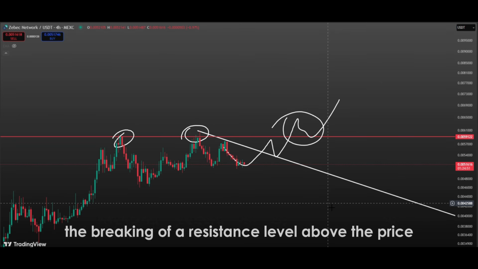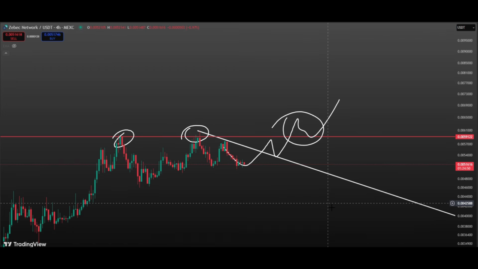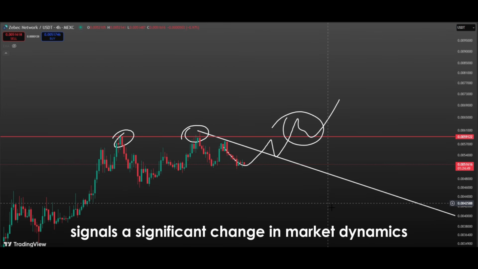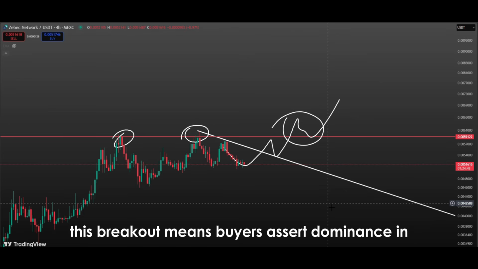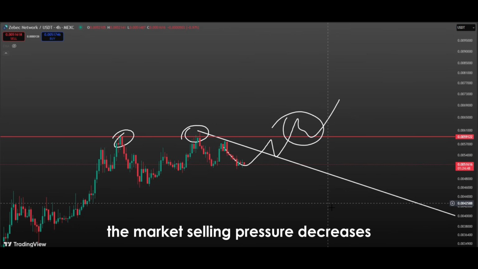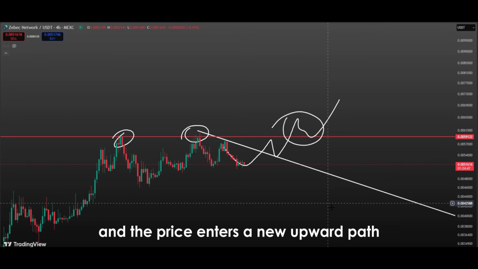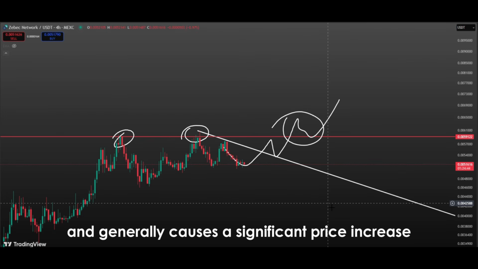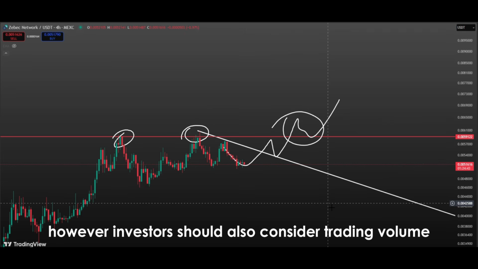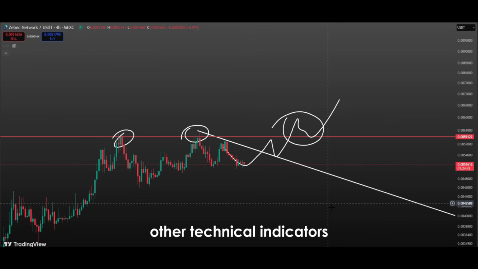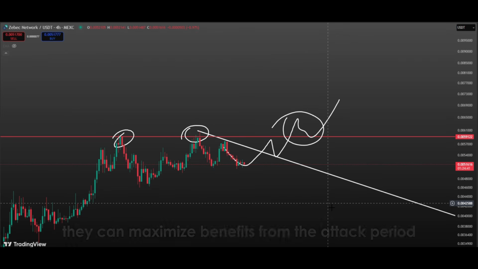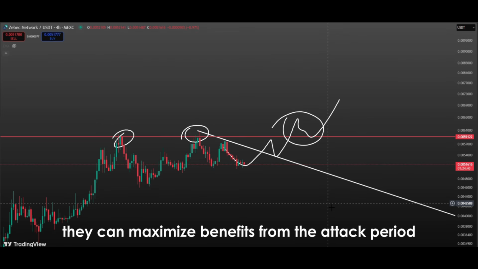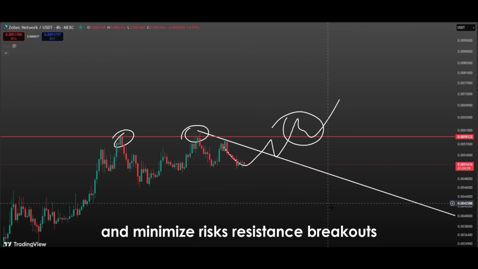In conclusion, the breaking of a resistance level above the price signals a significant change in market dynamics. This breakout means buyers assert dominance in the market, selling pressure decreases, and the price enters a new upward path. In technical analysis, this move is interpreted as a strong buy signal and generally causes a significant price increase. However, investors should also consider trading volume, other technical indicators, and market conditions to confirm the breakout's validity. This way, they can maximize benefits from the attack period following the resistance breakout and minimize risks.